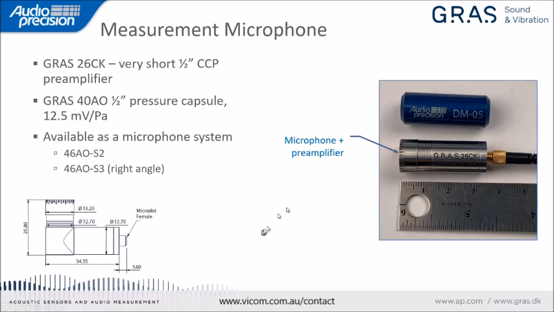I don't have a picture of this one, but I do have a drawing, and you can see the preamplifier. There's a built-in right angle adapter, and then we have the microphone capsule. So this is convenient if you want to orient the capsule at 90 degrees to the cable protruding from the preamplifier.